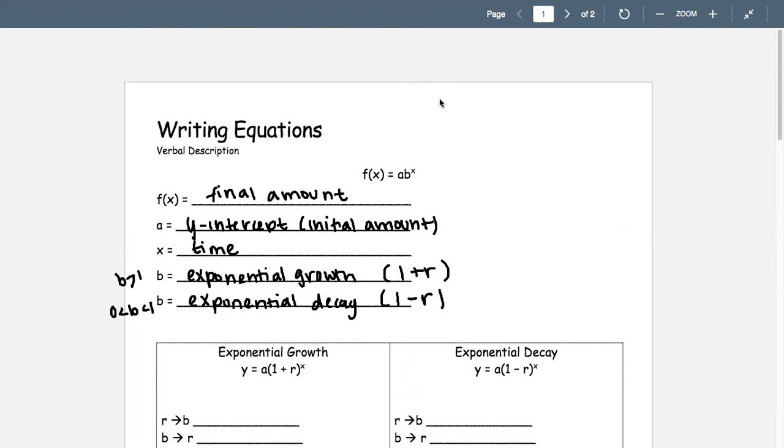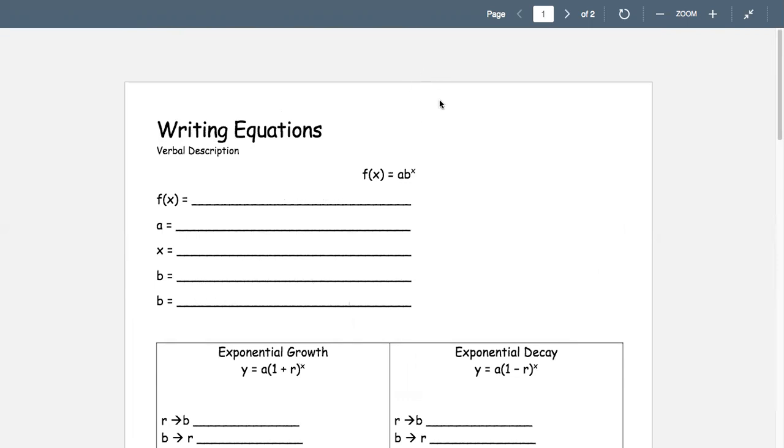So exponential growth. R stands for rate. The rate is always going to be given to you as a percentage. So they'll say, oh, there was a 50% increase or something like that. Now, what we don't want is just the rate. Rate cannot be used in the exponential form. We have to transform the rate into the B value.